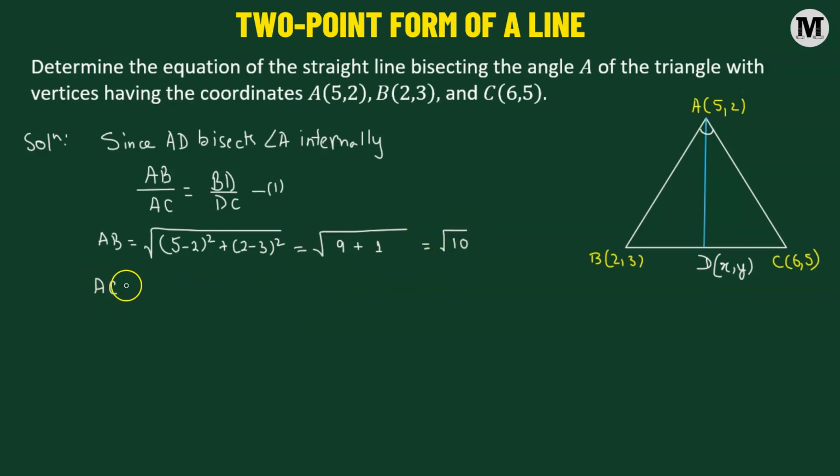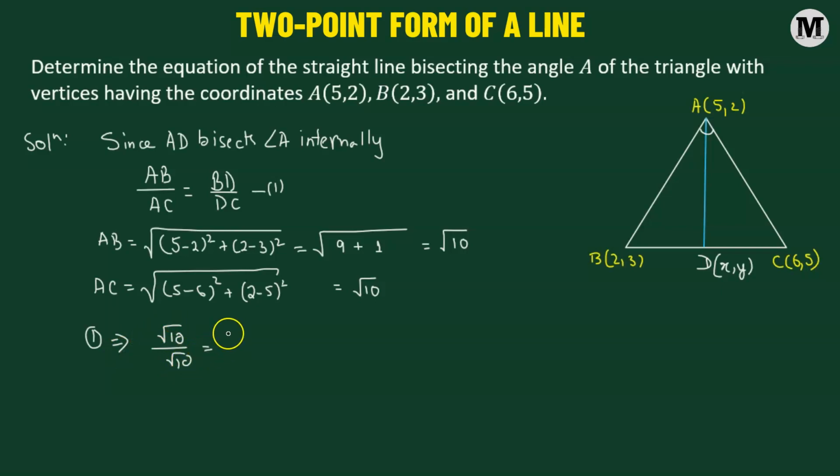Next, we find the length of AC. We'll take the square root. Underneath the square root, we need the difference of the x coordinates, so we do 5 minus 6, square it, and then add it to the difference of the y coordinates, 2 minus 5, squared. This also comes out to be square root of 10. Now if we substitute this value back in equation number 1, we get square root of 10 over square root of 10 equals BD over DC. In other words, the ratio BD to DC is simply 1 over 1, meaning D is dividing BC in the ratio 1 is to 1.